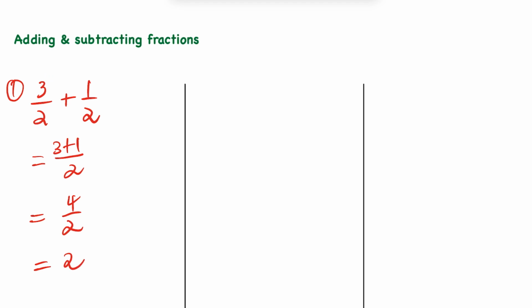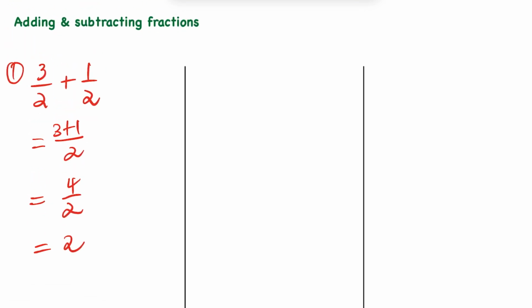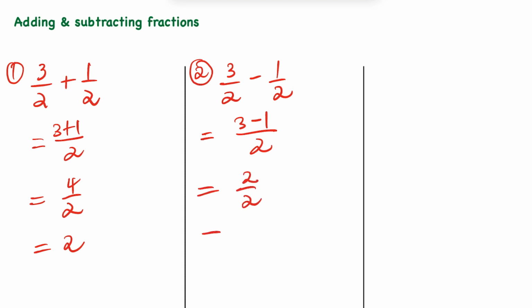Let's look at it when we're subtracting. Let's take the second example. Let's say we have 3 over 2 minus 1 over 2. There, the denominators are the same, so you take one denominator, and then the numerator, it's 3 minus 1, right? So it's going to be 2 divided by 2, which is 1, right?